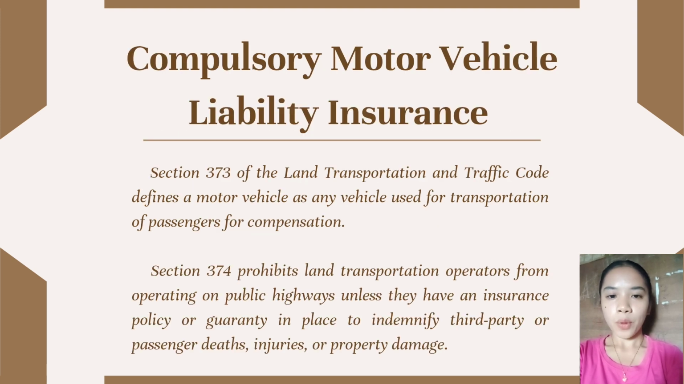So next, we have compulsory motor vehicle liability insurance. According to Section 373 of the Land Transportation and Traffic Code, a motor vehicle is any vehicle used for transportation of passengers for compensation. A passenger is any fare-paying person being transported in a motor vehicle, including authorized persons or vehicle operators. A third party is any person other than a passenger, including the owner or operators of motor vehicles for passenger transportation, including school buses. An insurance policy is a contract of insurance against passenger and third-party liability for motor vehicle accidents.